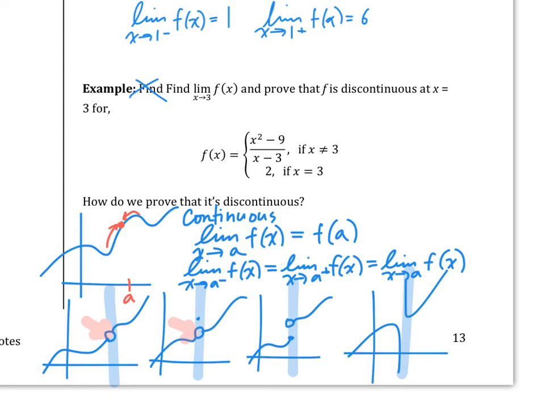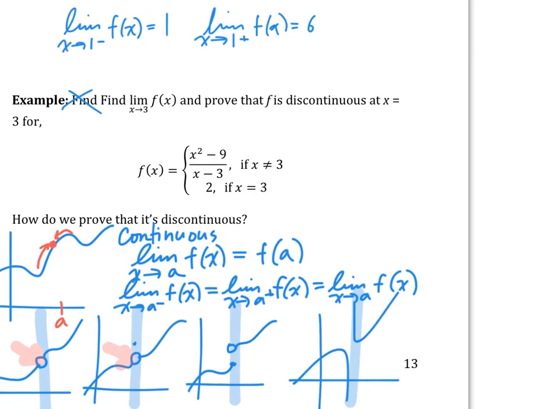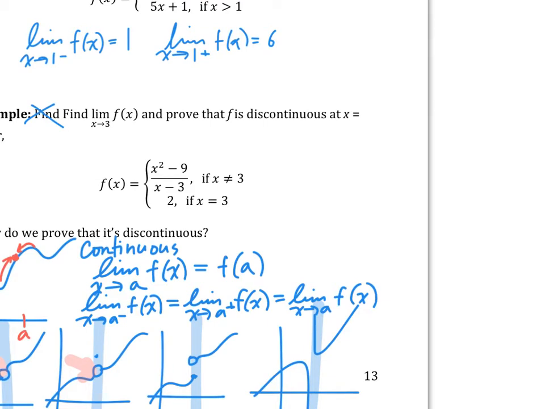Then is there an actual point at that same limit? If there is, then you can say that it is continuous. Okay, so this is a long explanation about continuity, but it's a very, very important concept. So if we want to prove that this is discontinuous, it just needs to break one of them.